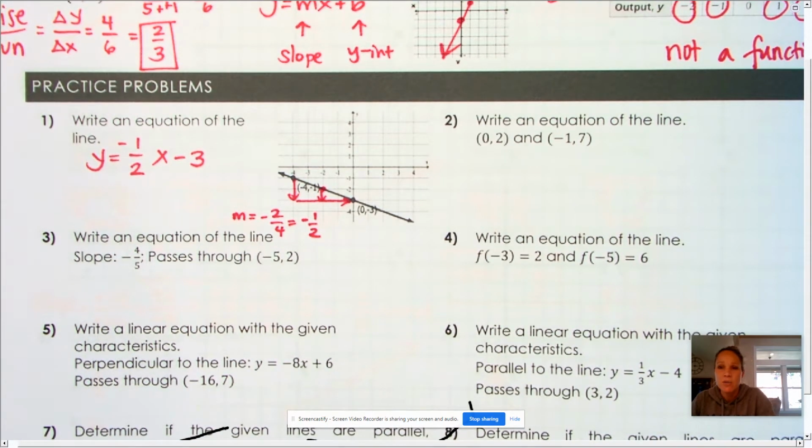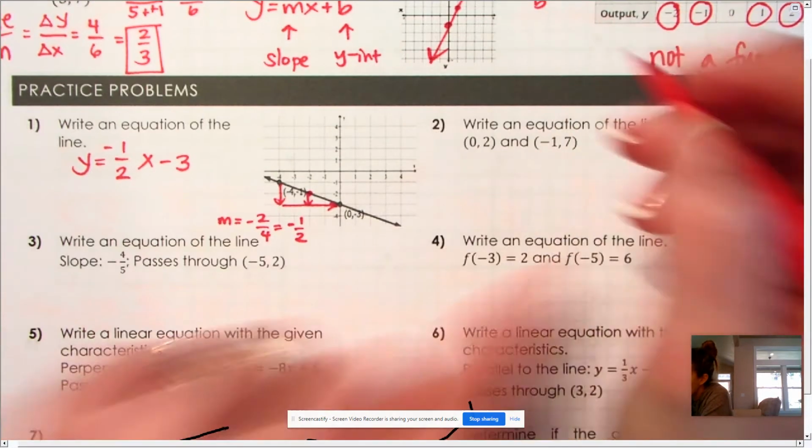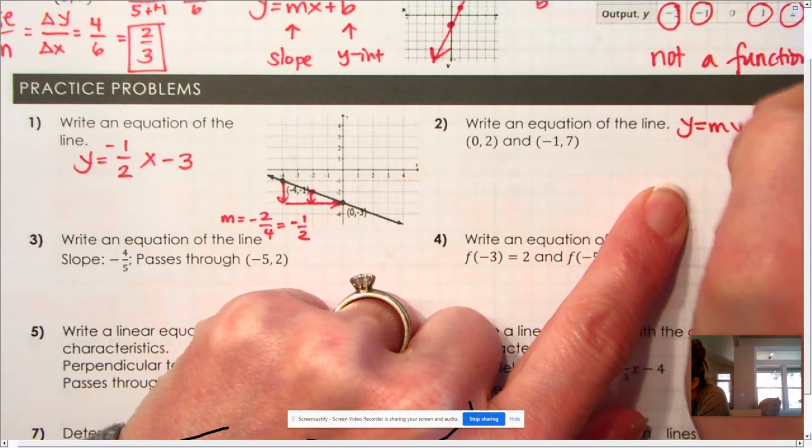Question number 2 says write an equation of the line. So first we have to find the slope, because remember, we want y = mx + b.